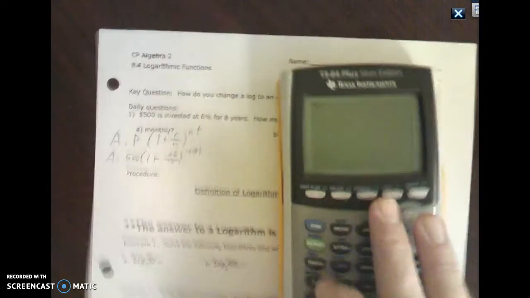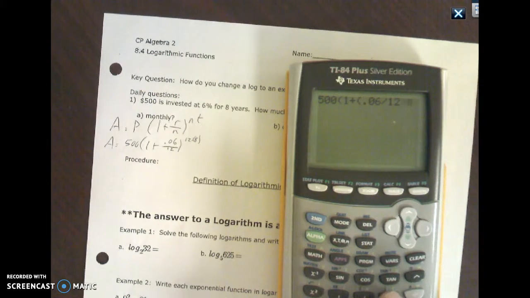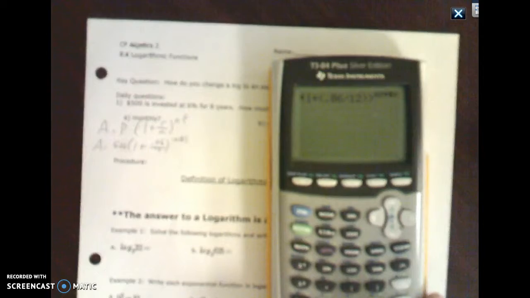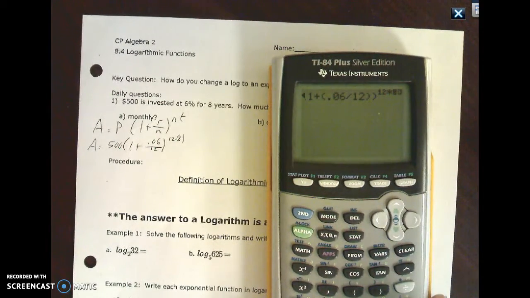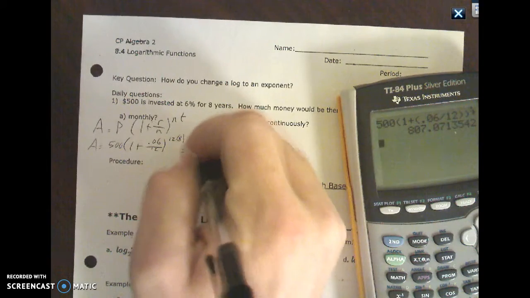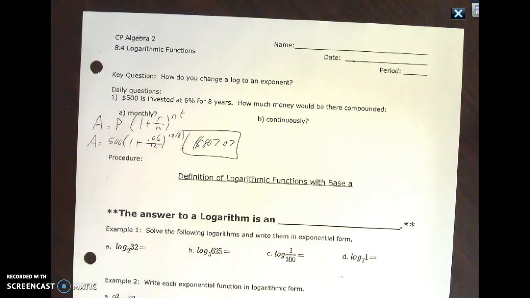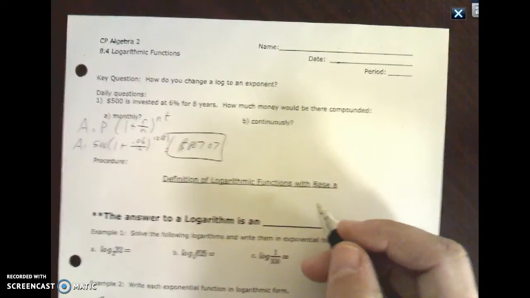Okay? So let's take a look at how that looks on our calculator. 500 is our principal. 1 plus, I'm going to do another set of parentheses, 0.06 divided by 12. I'm going to close it. I'm going to close it again. I'm going to raise it to the power of 12 times 8. See if I can focus a little bit. It seems like it's out of focus. Maybe I'm wrong, but better. Okay. And that gives me $807.07. Okay. Cool. After 8 years, you earn about $307 for doing nothing.